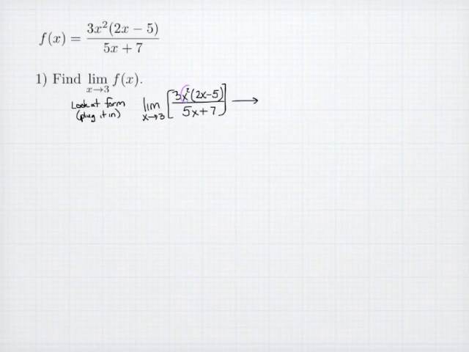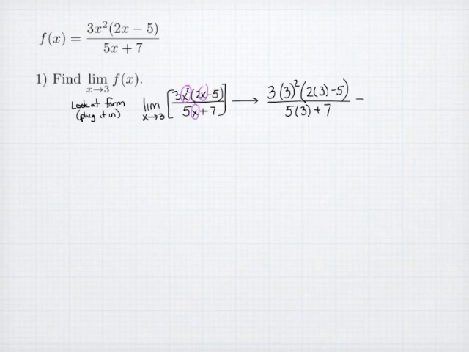We have 3 different spots where our variable shows up. So we'll say, okay, the 3 stays a 3, x squared goes to 3 squared, 2x minus 5 goes to 2 times 3 minus 5, and the denominator, 5x plus 7, goes to 5 times 3 plus 7. Now we look at that and ask, does this make sense, and would all the rules apply? We verify that nothing goes wrong. I don't divide by 0, so everything's okay.